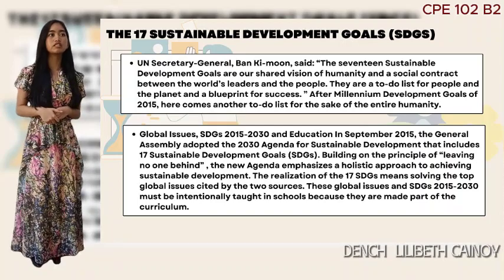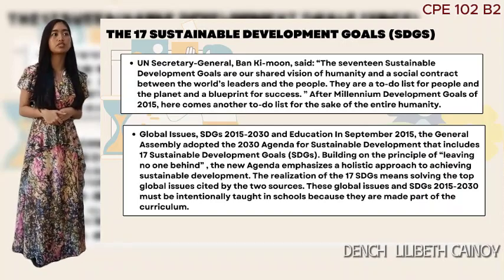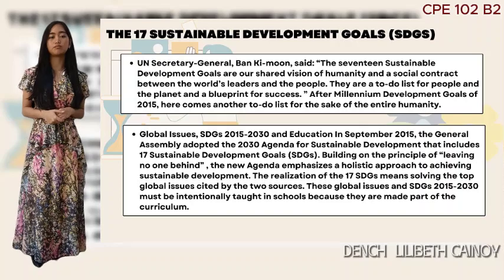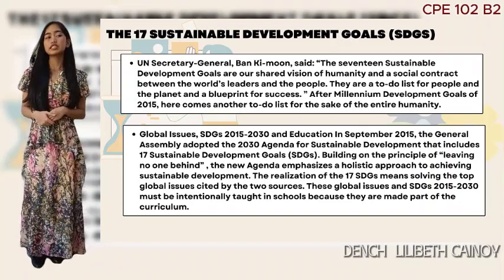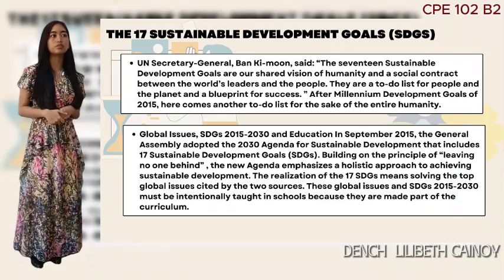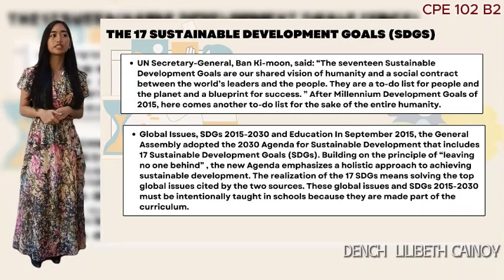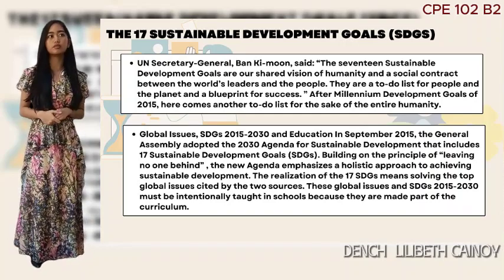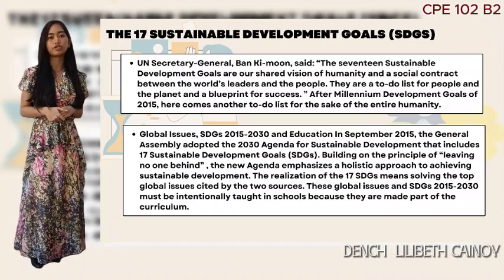The realization of the 17 SDGs means solving the top global issues cited by the two sources. These global issues and the SDGs 2015 to 2030 must be intentionally taught in schools because they are made part of the curriculum.